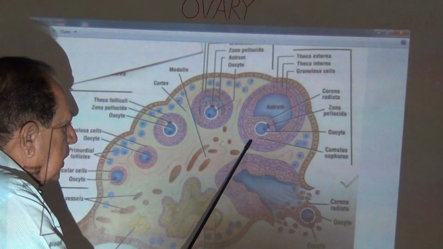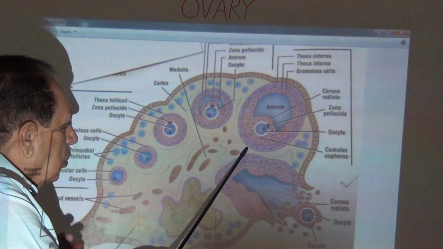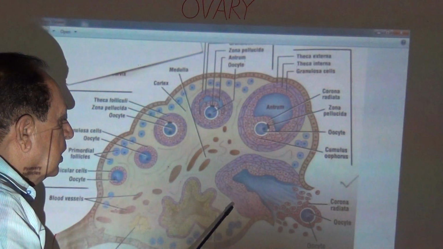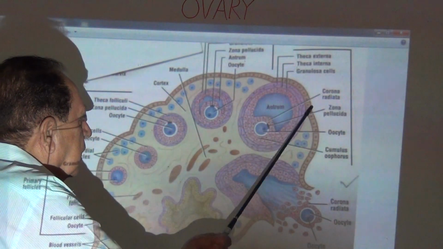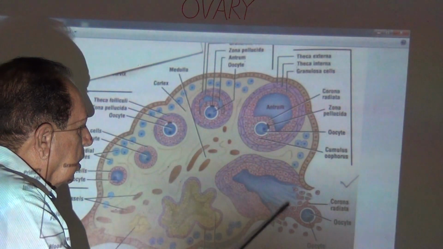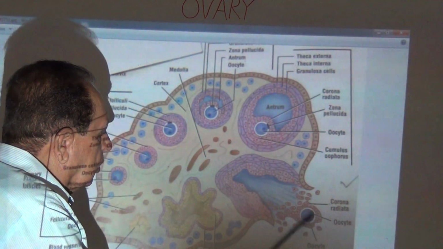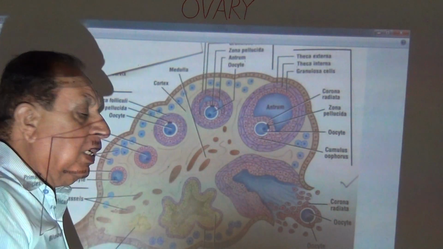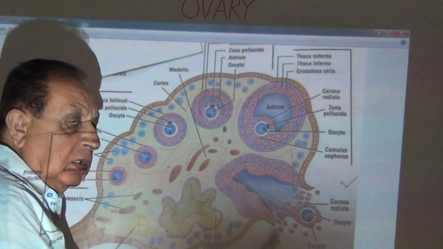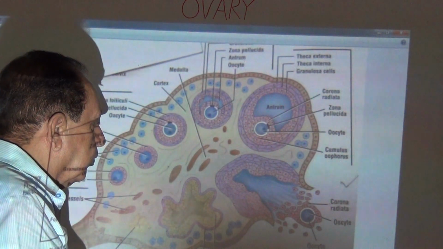So when the pressure is exerted, this oocyte moves more toward the periphery, and this peripheral portion bulges and becomes weak, and later on the oocyte becomes discharged from the center of the Graafian follicle. So the oocyte with the corona radiata discharges outside.